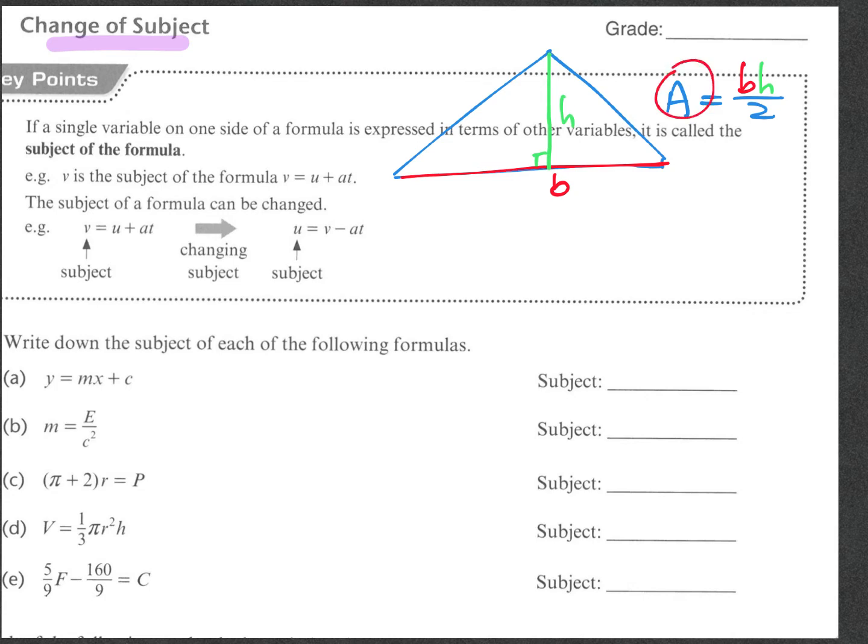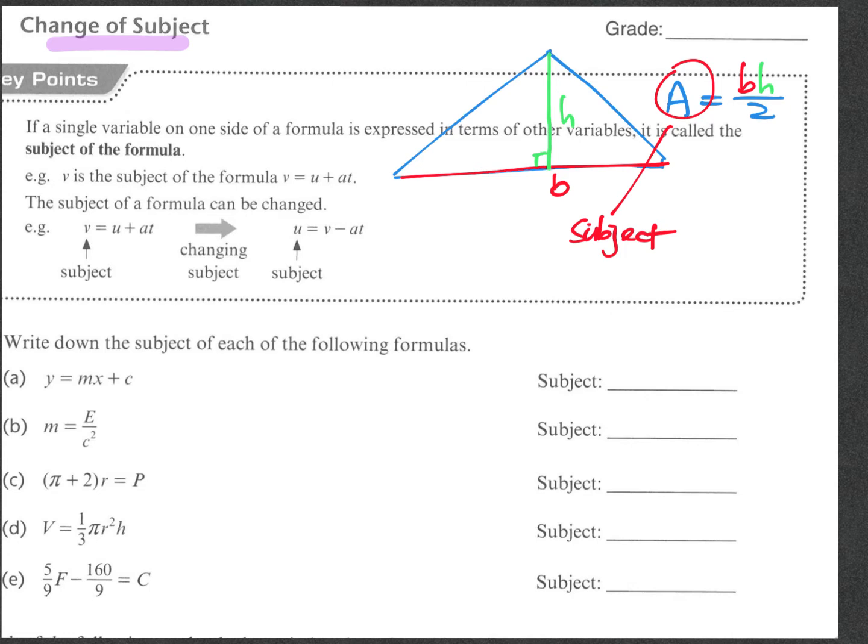This A, which is single on the left-hand side, is called the subject. That means in this formula, we can find out the area by giving B, the base, and also h, the height. So what if I want to have a formula to find B? Then I need to use the idea of change of subject. The procedures will be as follows.